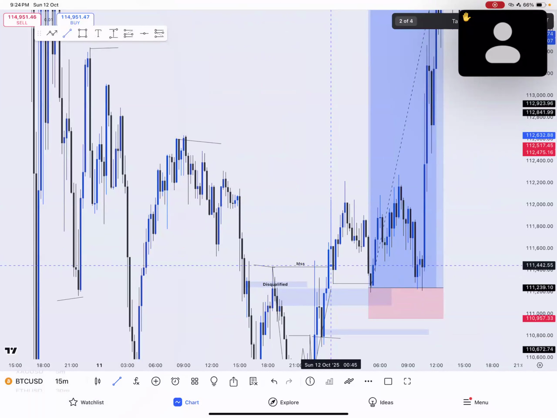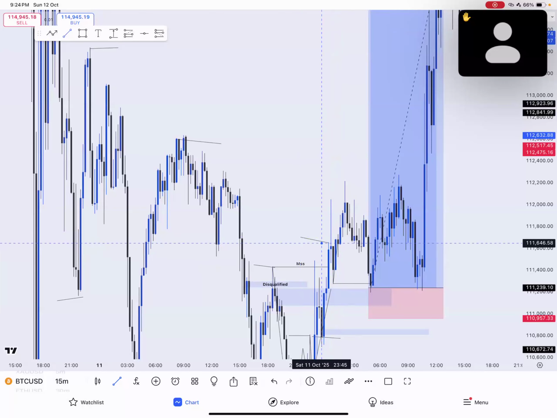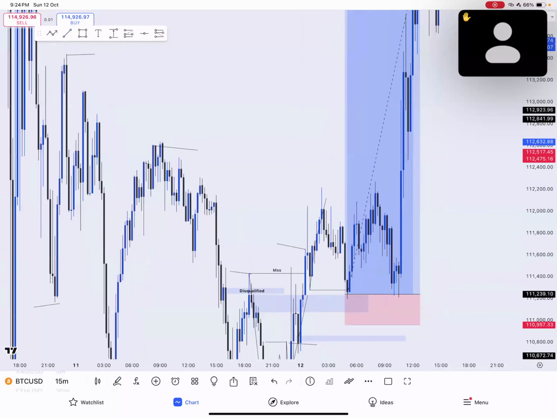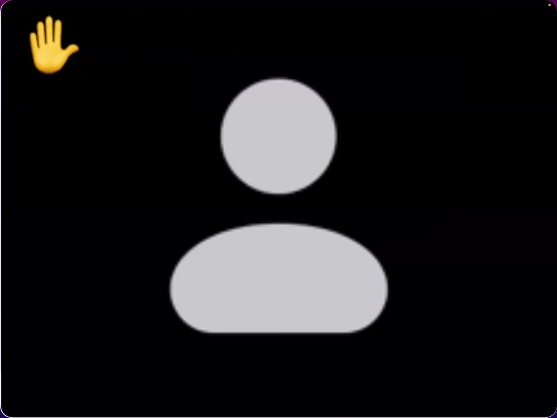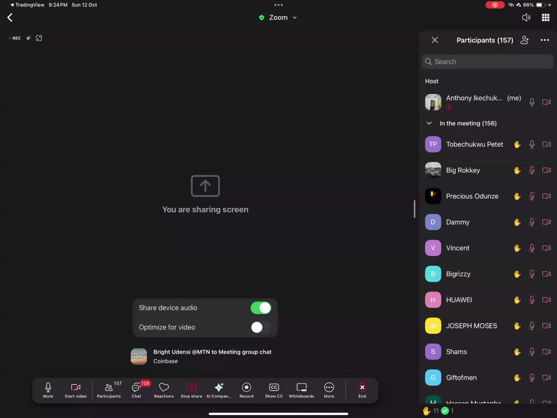Okay. But this one actually broke past this zone, the high of where the structure shift stopped. So this one broke past it. That was why I picked this as the inducement. Okay.